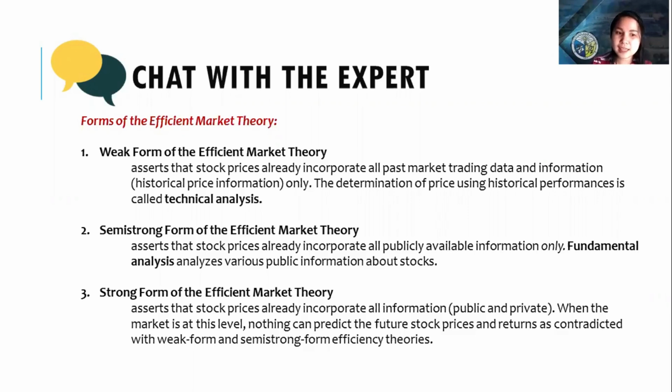The next is the strong form of the efficient market theory. It asserts that stock prices incorporate all the public and private information. And when the market is at this level, nothing can predict the future stock prices and returns, as contrasted with weak form and semi-strong form efficiency theories.